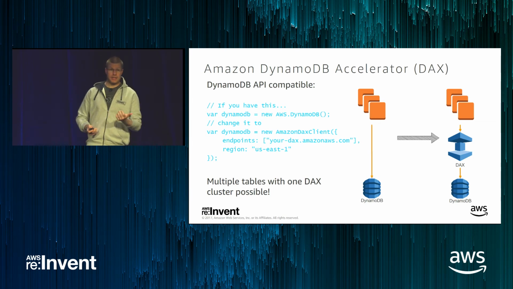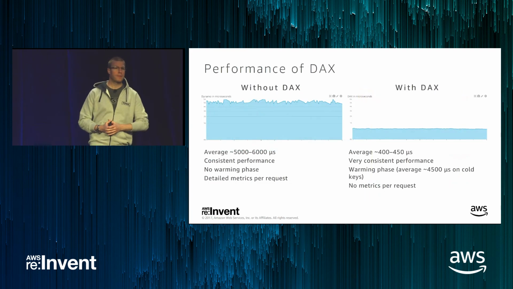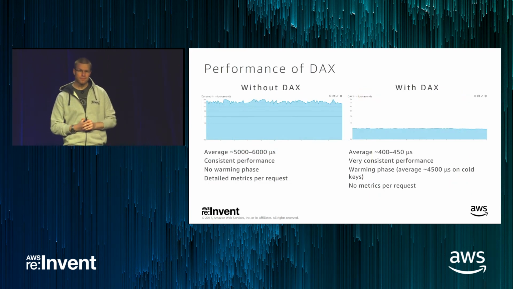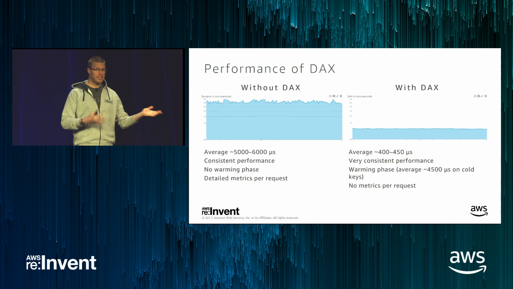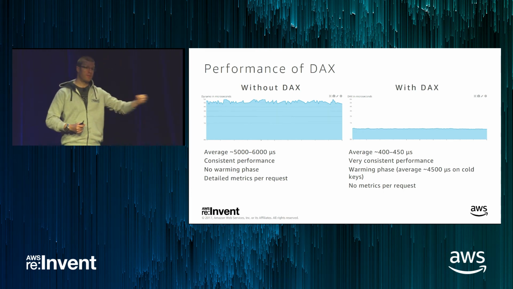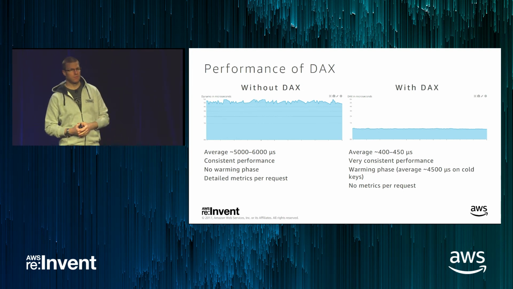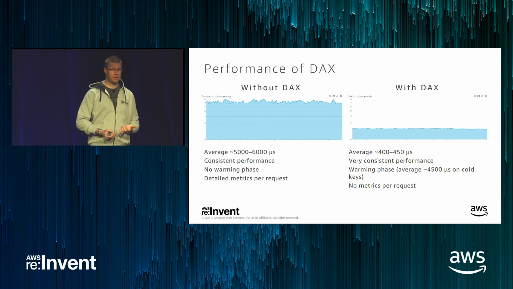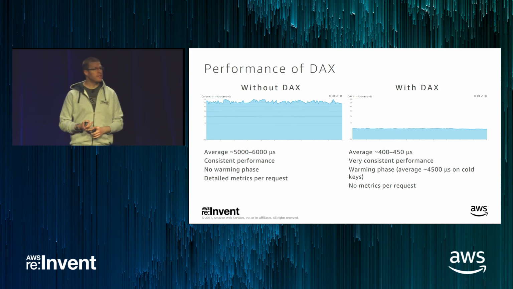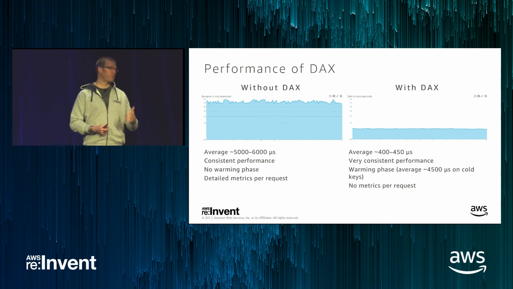As we're talking in the AdTech track, speed is everything, we said it. We did some performance testing of DAX. Without DAX, you can see on the left, talking about DynamoDB directly, we're talking about an average of 5 to 6 milliseconds, which is still pretty good, right? We have a consistent performance. We obviously have no warming phase because we're talking about our backend database. And we have detailed metrics per request, which is cool.